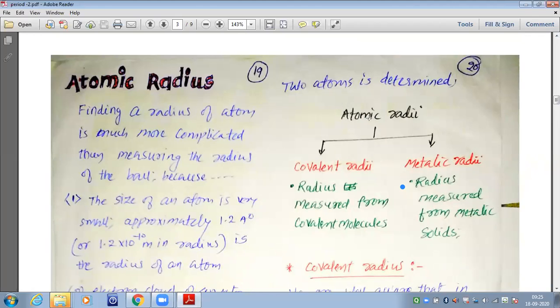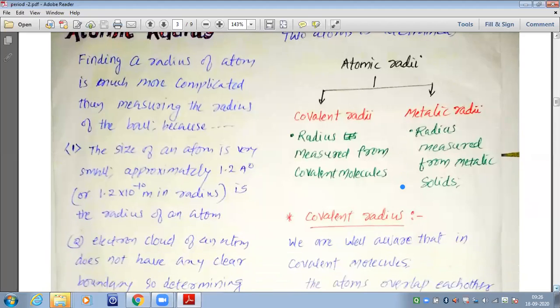Now, this is how we measure the atomic radii. We actually have two types of atomic radii. One is known as the covalent radii. Another is known as the metallic radii. In other words, covalent radii and metallic radii, whatever we estimate, are collectively known as atomic radii. What is covalent radii? The radius measured from the covalent molecule is known as covalent radii. What is metallic radii? Radius measured from metallic solids is known as the metallic radii.